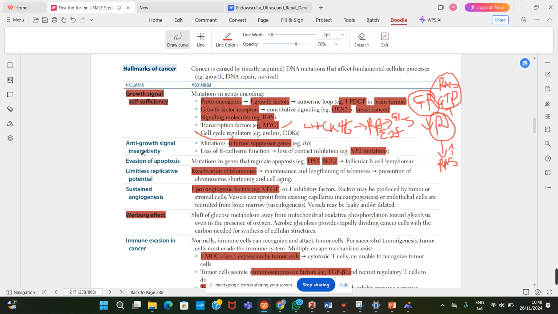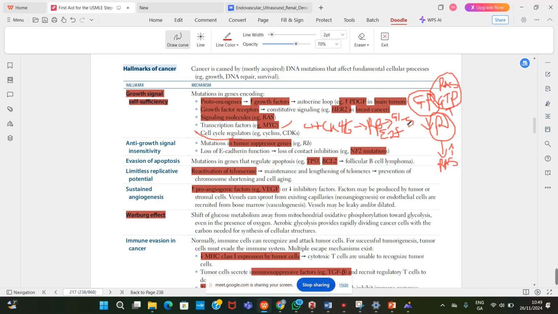The next is anti-growth factor signal insensitivity. Anti-growth signal insensitivity, meaning that they don't respond to anything that says they should not grow. Anything that says they should not grow, they will not respond to it. They are deaf to it. And what are the things that will make a cell not to enter growth phase? That's when you start talking about your retinoblastoma. Your retinoblastoma is a gatekeeper of your G1 S phase. It doesn't allow progression from G1 to S phase.